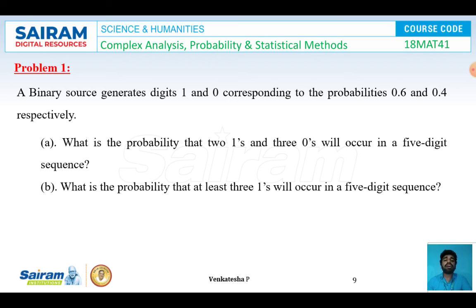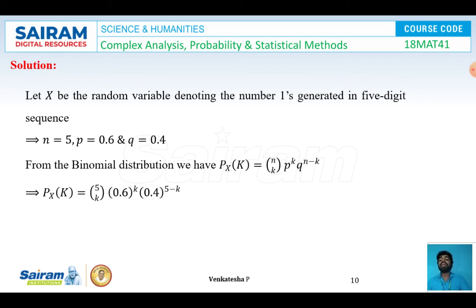So since the sequence is a 5-digit sequence, obviously the value of n will be equal to 5. So I am going to define the event first. Let x be a random variable denoting the number of ones generated in a 5-digit sequence. So it implies that the value of n will be equal to 5 and p is equal to 0.6 and q is equal to 0.4.